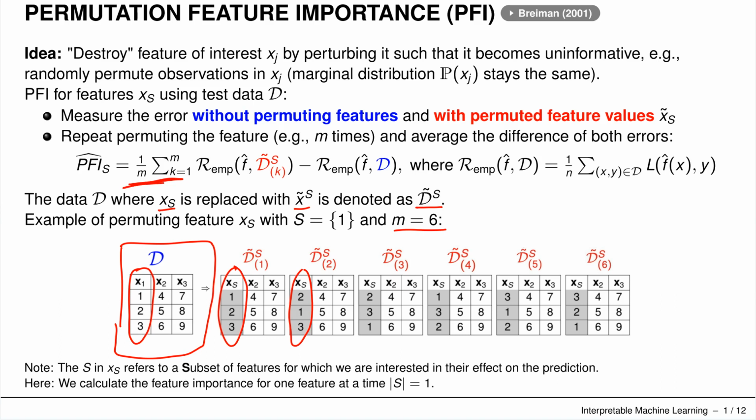And note that S here is a subset of features, and we only calculate it for a set size of 1. But we can quite easily not only permute 1 feature, but also permute 2 features at a time. So then we would permute this feature and this feature. But in most cases, you just use it for 1 feature.